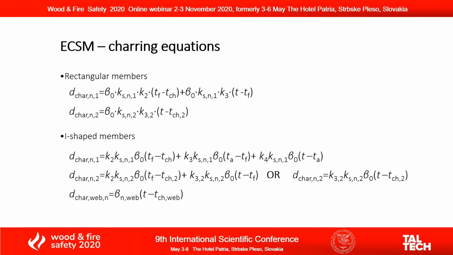More recently, the topic of my PhD project is to adapt the effective cross-section method also to I-shaped members. The equations are slightly modified to cater to the specifics of the I-joists. Most notable differences are that lateral charring may begin before the fall-off of the protective claddings, and the additional need to consider the charring of the web.